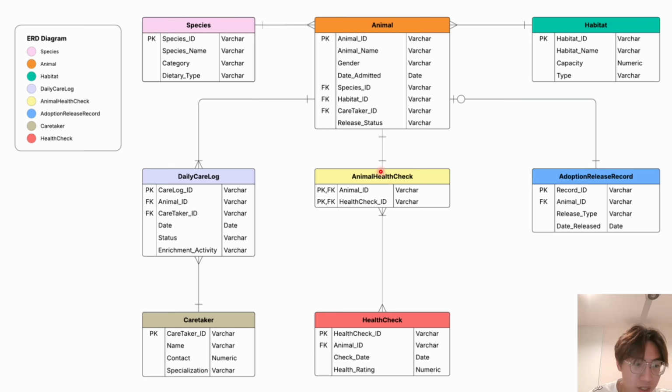So in summary, the Wildlife Care Sanctuary database uses primary keys for unique identification, foreign keys for relationships, and alternate keys for additional unique fields. This structure supports efficient animal care management.